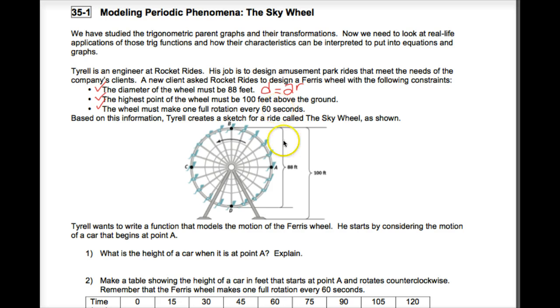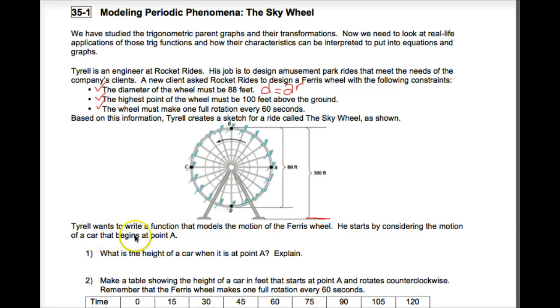And here's our sketch. Notice the constraints that are met from point B to point D. That's the diameter of the wheel, so that's labeled 88 feet. Then it says that the highest point has to be 100 feet off the ground. So if this is the ground, this line right down here, then it's 100 feet from that line to the top of the wheel, which is labeled at point B. So that meets the parameters for what the client needs.